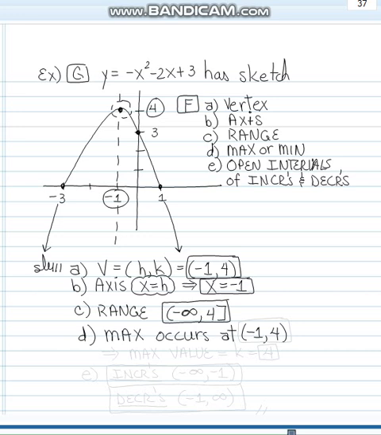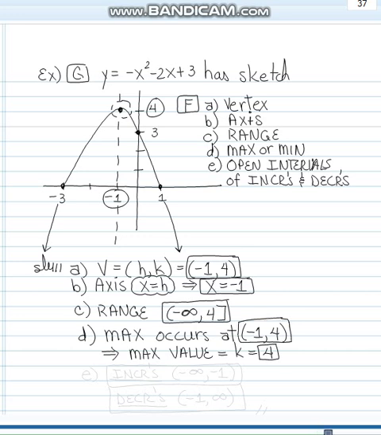And if you actually want, you could express the max value. The max value is the y value for the maximum point. That is equal to the k coordinate in the vertex. It's equal to 4 if they're asking for max value.